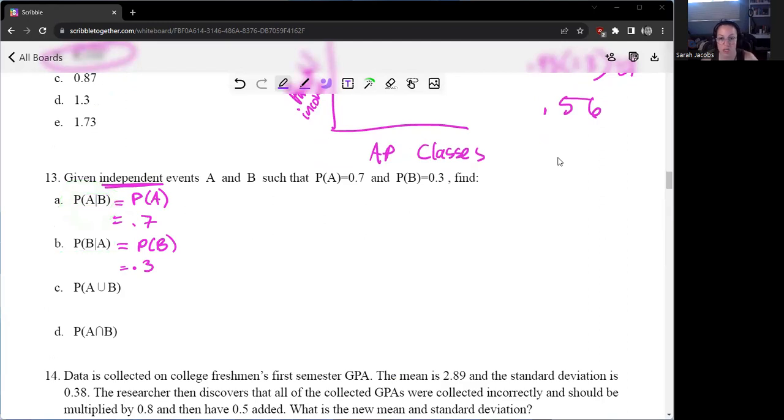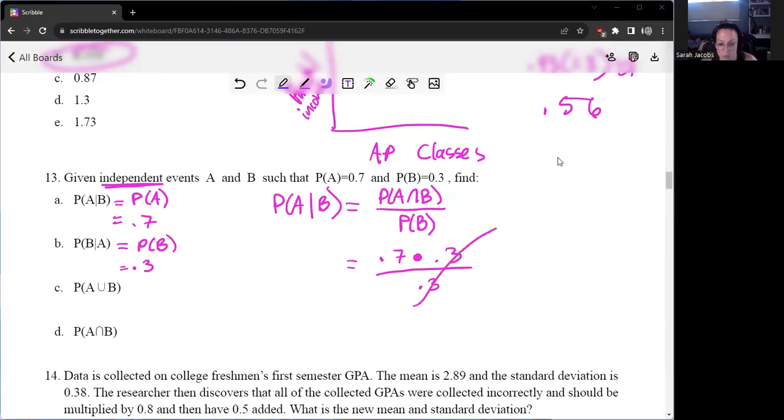If you wanted to use the conditional probability formula, so probability of A given B is equal to probability of A and B over the probability of B. Well, to find the probability of A and B, you would multiply. So in this case, we do 0.7 times 0.3 all over 0.3. And just, algebra numbers, those are going to cancel out. We're left with 0.7. Cool. So for D, I'm actually going to do that before C.